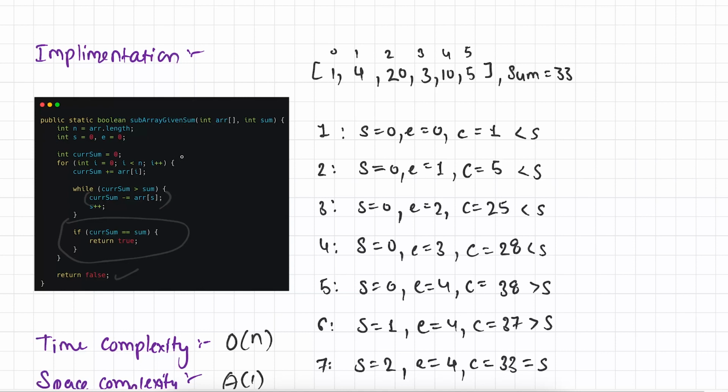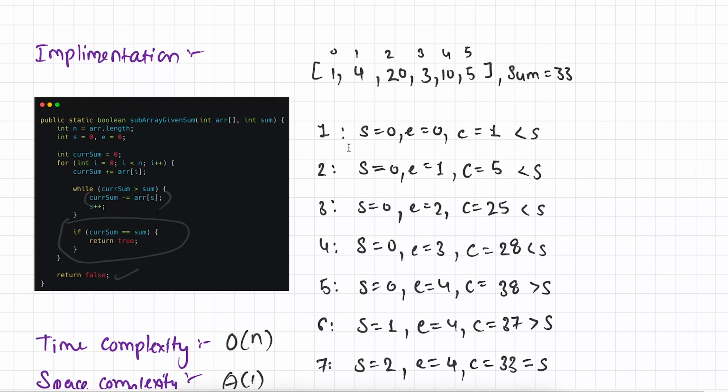Okay, so far so clear. Now let's deep dive into this function and see how this function works. So we are given an array 1, 4, 20, 30, 10 and 5 and sum is equal to 33. We run this program and our for loop begins.